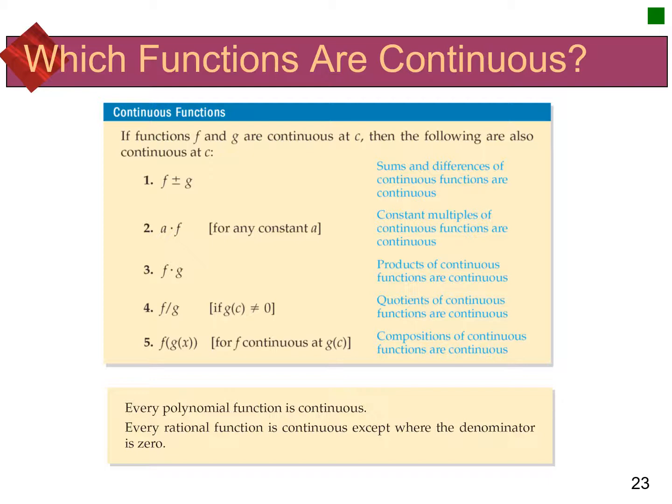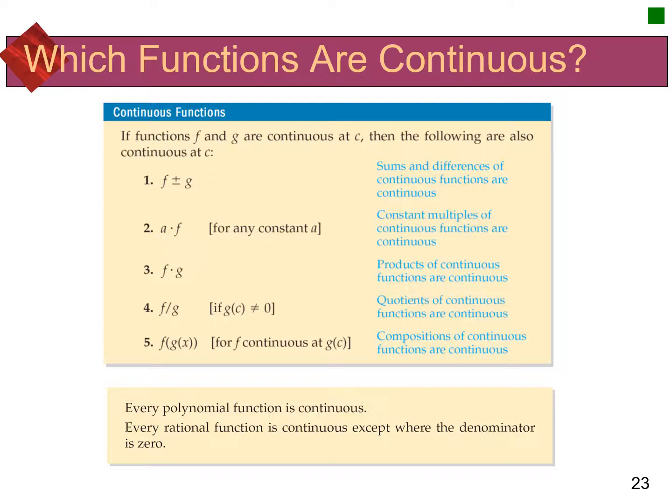Some rules about continuous functions. If f of x and g of x are continuous functions, then me adding or subtracting them to form yet another function, that would be continuous. A constant times one of those would be continuous. If I multiply the two functions together, they would be continuous. If I divide the function, that's a little shaky, as long as for the particular value of c, g of x is not equal to 0 at c, then it would also be a continuous function. And if I do a composition, I would expect that to be a continuous function as well.